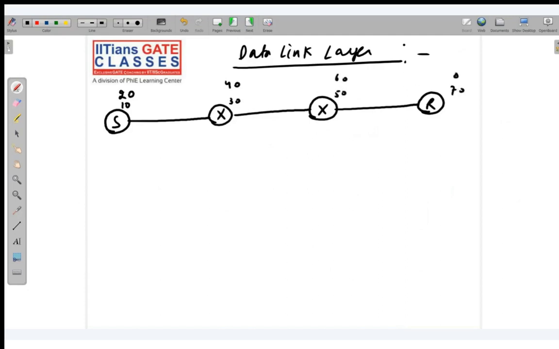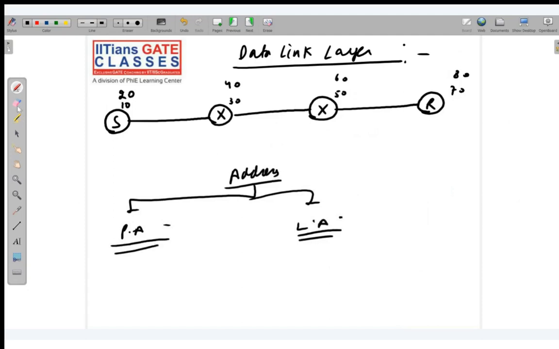So directly or indirectly, I want to say that each machine connected to the internet has two types of addresses: a physical address and a logical address. Let me show you. Basically, we have multiple types of addresses, but mainly two: physical address and logical address. The physical address scope is one network only.